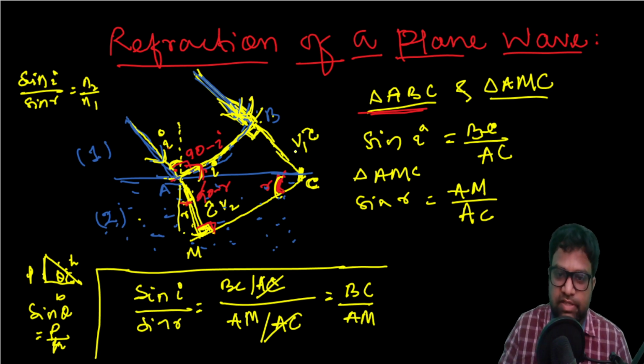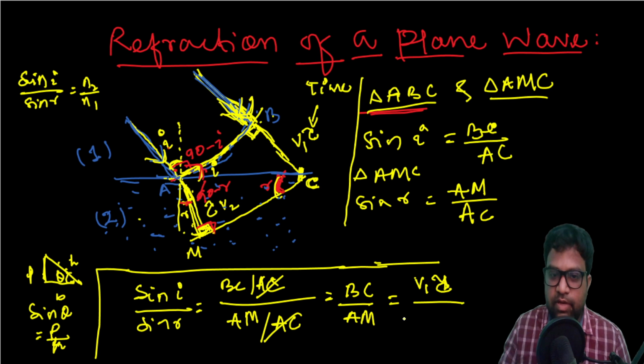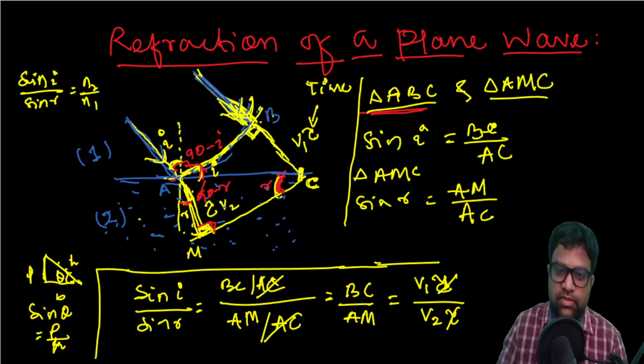BC is what? BC is V1 tau. This tau is time. So this is V1 tau. AM is V2 tau. Both are taking same time. From B to C, it's taking same time, and from A to M, it's taking same time for the light to reach from A to M.